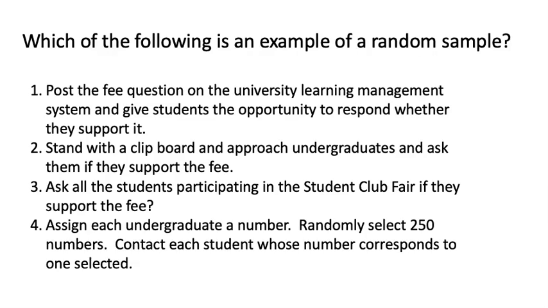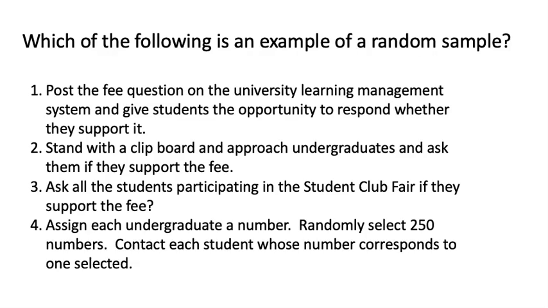Finally, assign each undergraduate a number, randomly select 250 numbers, contact each student whose number corresponds to the one selected. Now this is the best of the four, but you still have a problem. You've got to contact those people. How? On the phone, and as you know, they may choose not to answer the phone. On an email, they may choose not to answer the email.